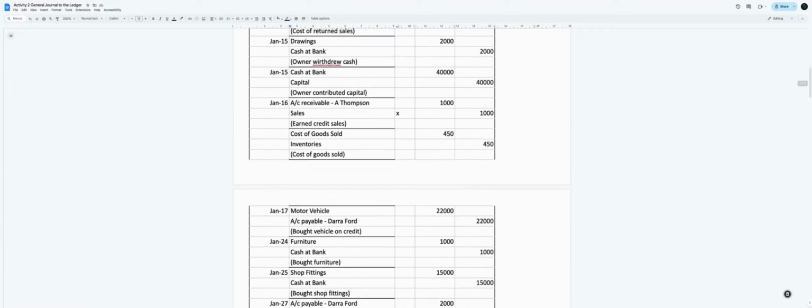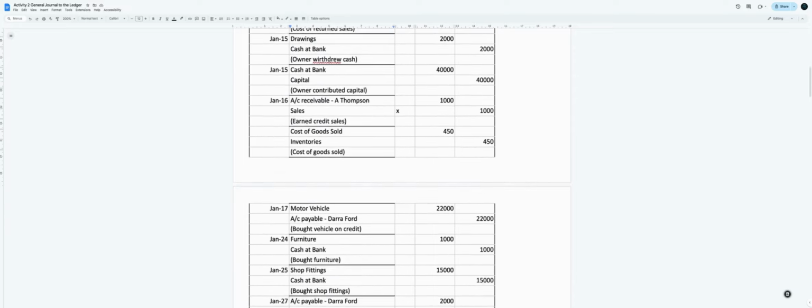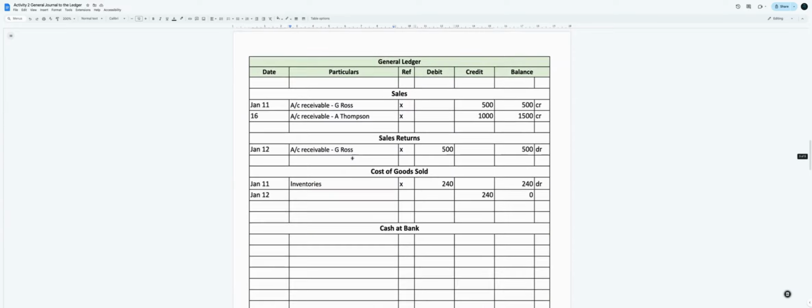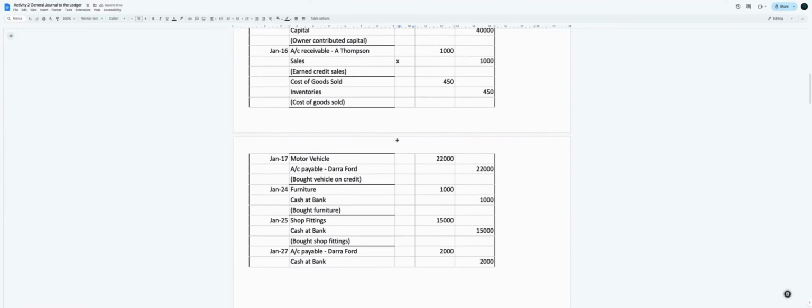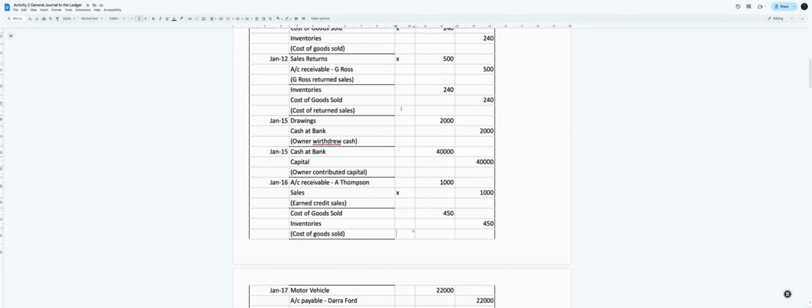So let's go back to that January 12, and we can see the cost of goods sold. The other account that it affected was inventories. So I grab that and post that in here, put my reference check in, making sure, which it tells me that I've actually posted that figure.